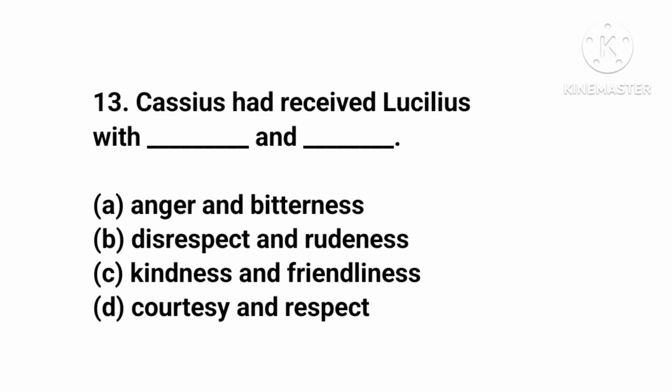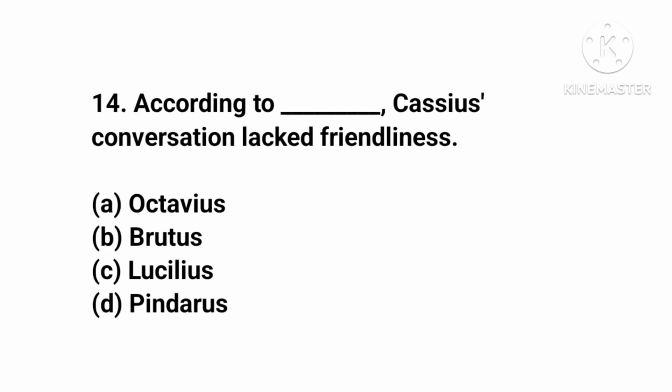Bravo, you are right. Cassius had received Lucilius with courtesy and respect. Number 14. According to Dash, Cassius's conversation lacked friendliness. Option A, Octavius. Option B, Brutus. Option C, Lucilius. Or option D, Pindorus.